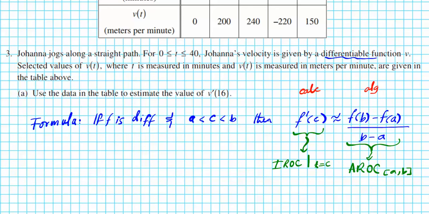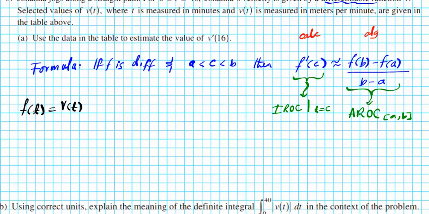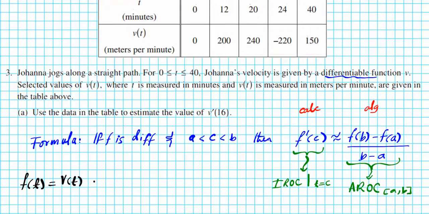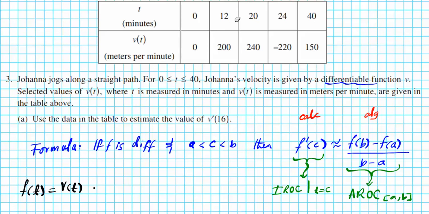In the context of this problem, the function f(t) is our velocity function here. So we need a and b, so that we can plug them into the velocity function to calculate our average rate of change. So what is a, what is b? We have the interval given there. We're trying to look for the instantaneous rate of change at 16. So we want to get as close to 16 as possible. So let's go back to our table. What interval does 16 fall in? 16 falls in between t equals 12 and t equals 20.